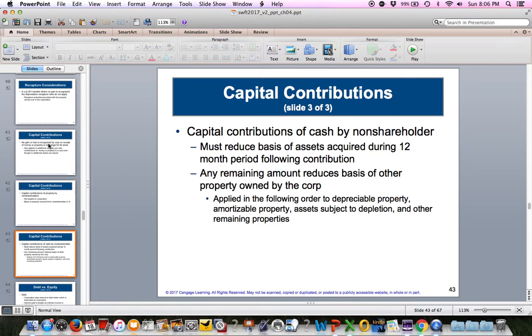Capital contributions of cash by a non-shareholder, so non-shareholder contributing cash, must reduce basis of asset acquired during 12-month period following contribution. Any remaining amount reduces basis of other property owned by the corporation, applied in the following order to depreciable property, then amortizable property, then assets that are depleted, and then other remaining properties after that. So we allocate those in that order.